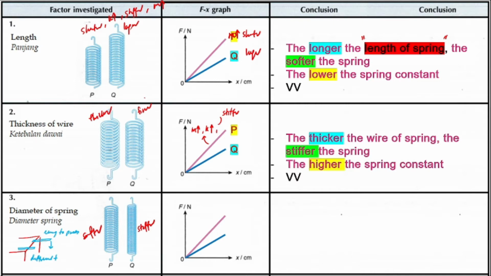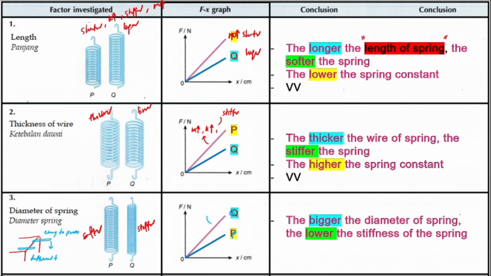So same goes to this spring lah. Stiffer goes to the Q, and yang ni P. Diameter dia kecil, dia stiff, gradient dia tinggi. Tengok, Q duduk atas lah, terbalik lah. So we can say that the bigger diameter of wire, the lower the stiffness, so the lower the spring constant, and vice versa.